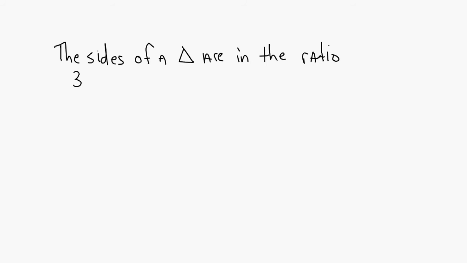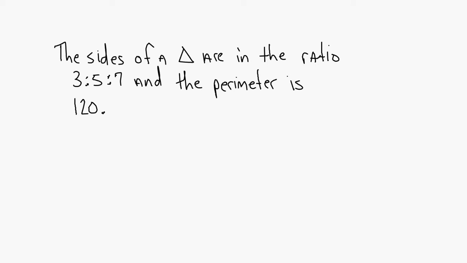If you're told that the sides of a triangle are in the ratio 3 to 5 to 7, and the perimeter is, what's that? Is 120. Find the length of each side.